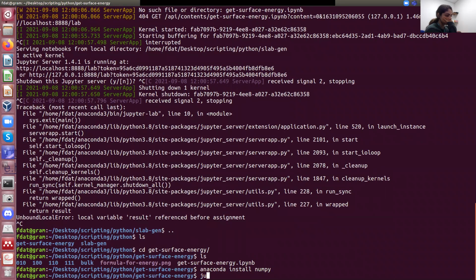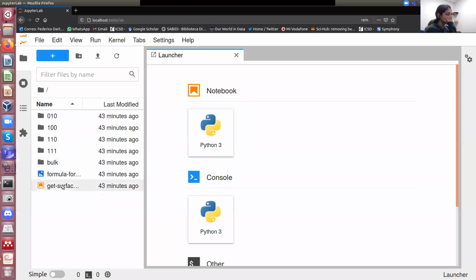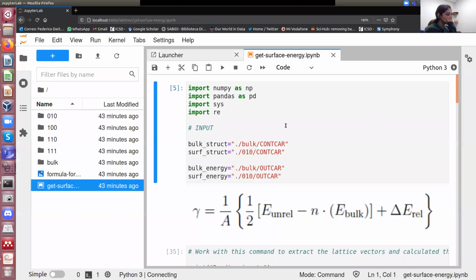Okay, so not much more, but at least a bit more, because now here you have another notebook where this time I'm already telling you which are the inputs. You will have a bulk structure and a surface structure.